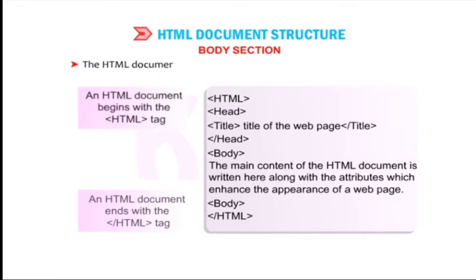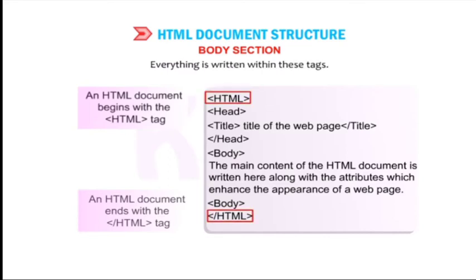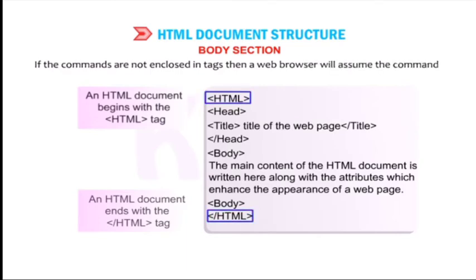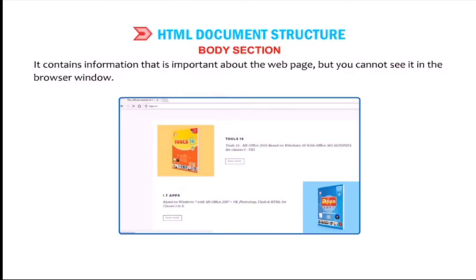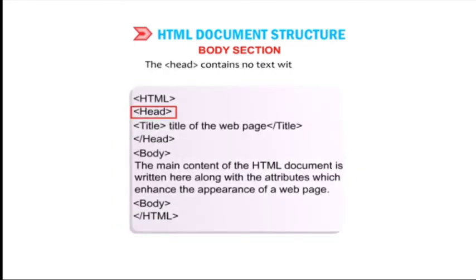Let us discuss the basic structure of an HTML document. The HTML document starts with the <html> tag and ends with the </html> tag. Everything is written within these tags. If the commands are not enclosed in tags, then a web browser will assume the commands as text. The head tag is the HTML document header. It lies just below the HTML tag. It contains information that is important about the web page, but you cannot see it in the browser window. The head contains no text within itself.